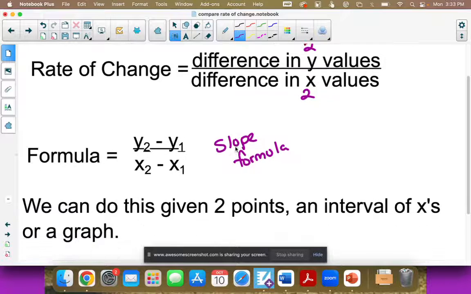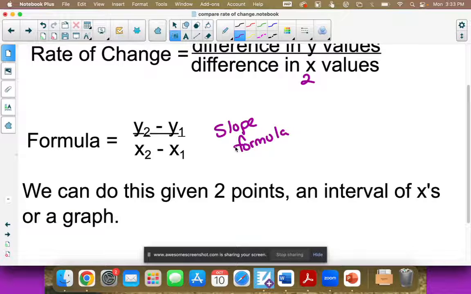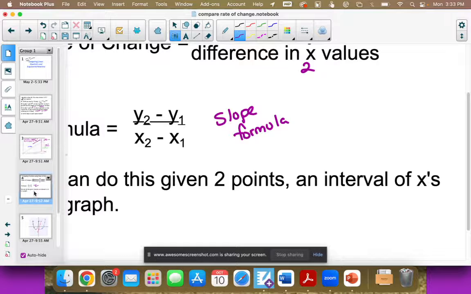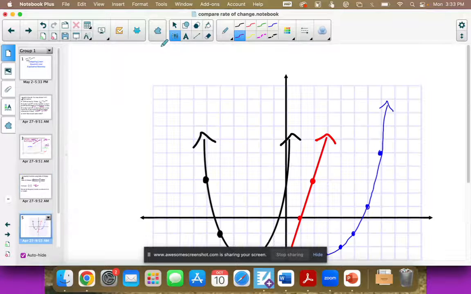Okay, so I can give you 2 points. I can give you a graph. I can give you a table. I can give you all this different information, and you should be able to find the slope or average rate of change given that information. So let's get some practice. All right, so let's start with a graph.